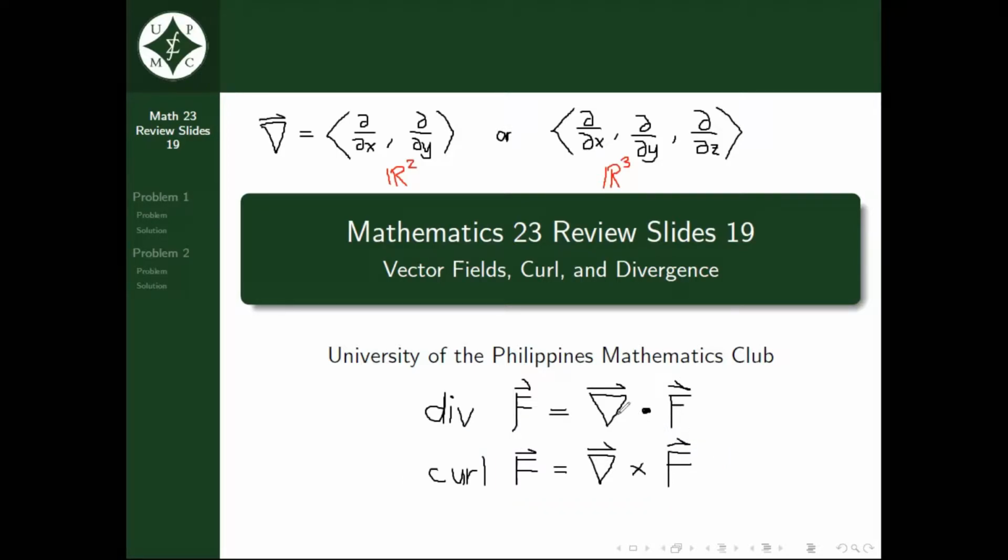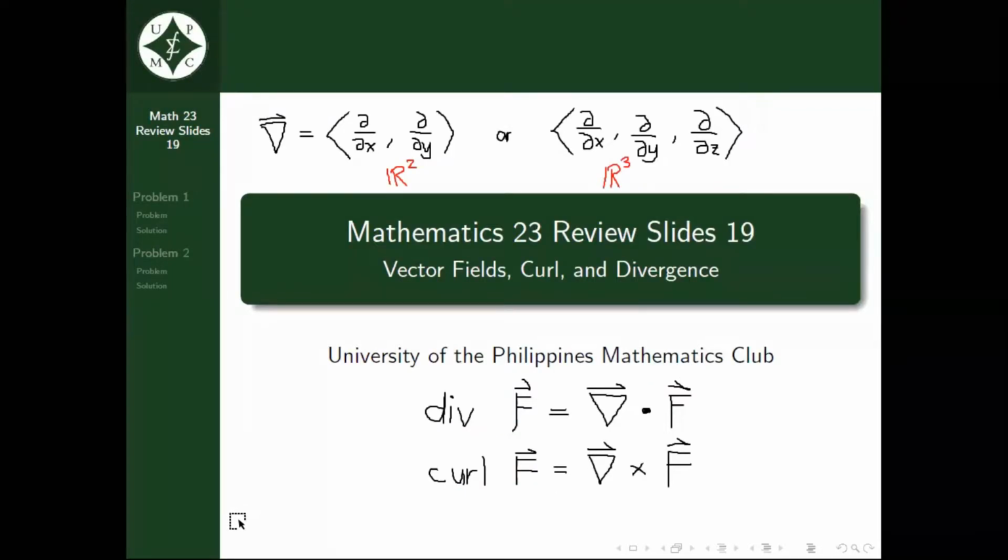It is important to note that del and f should have the same number of components each. So, if this is 2 dimensions, this should be of 2 dimensions, and vice versa. If 3 dimensions, this should be 3 dimensions. The divergence is a scalar or a real number, and the curl is a vector field.